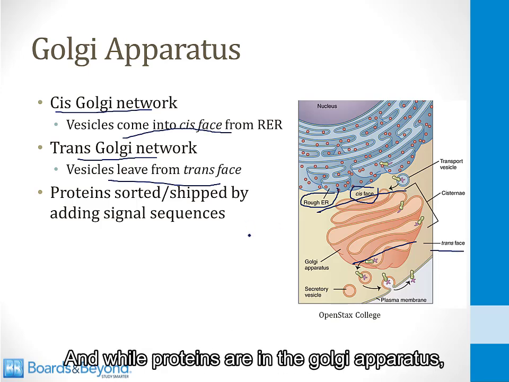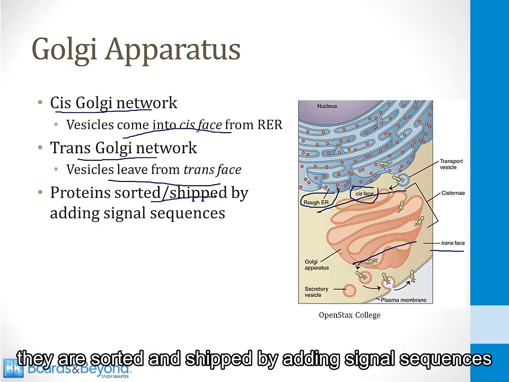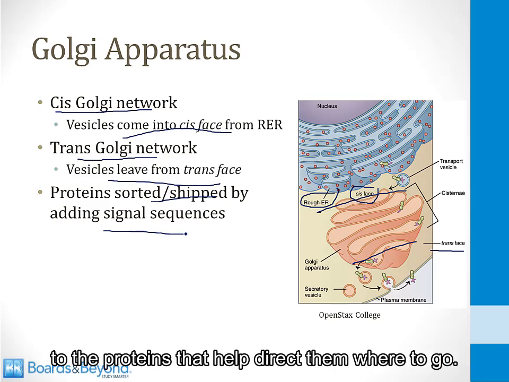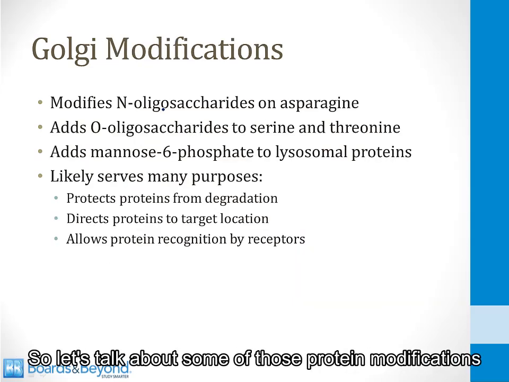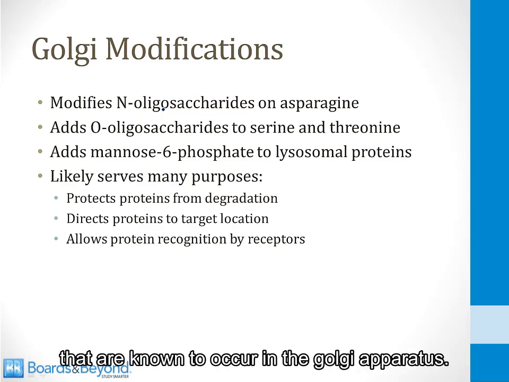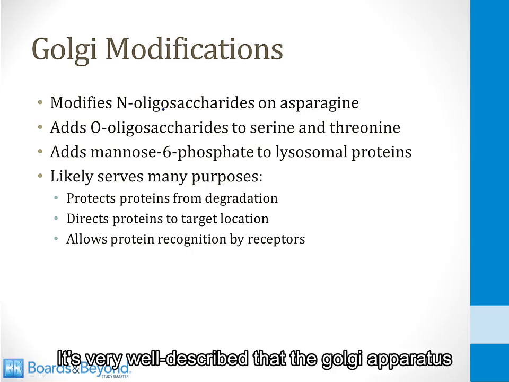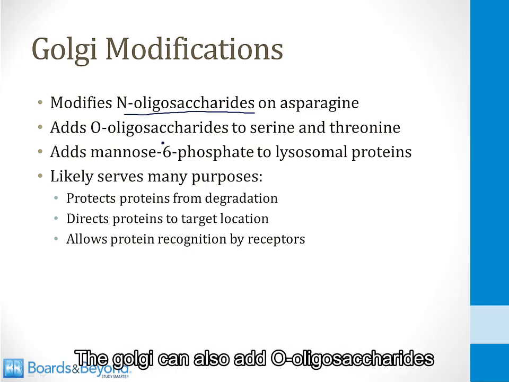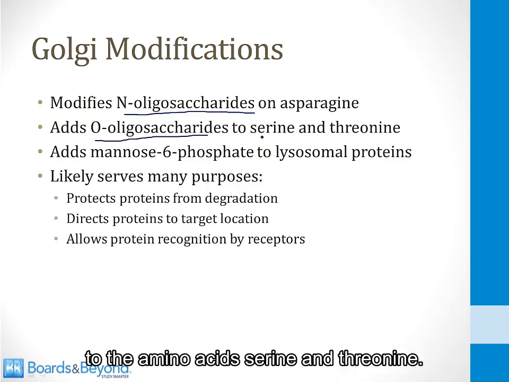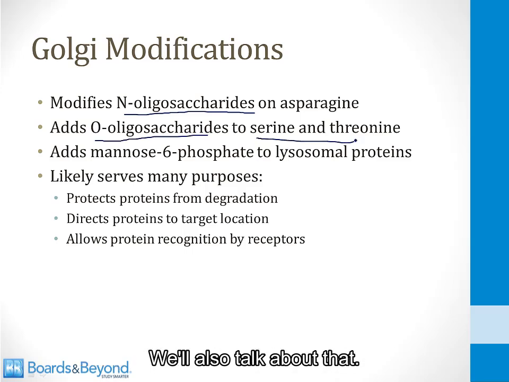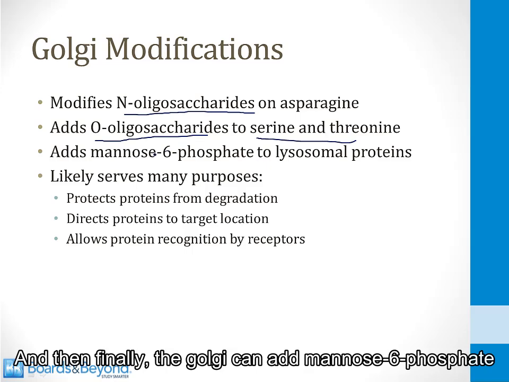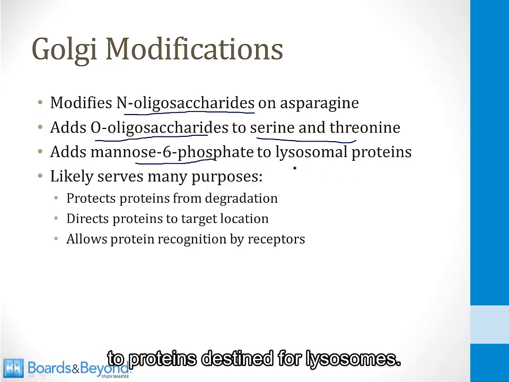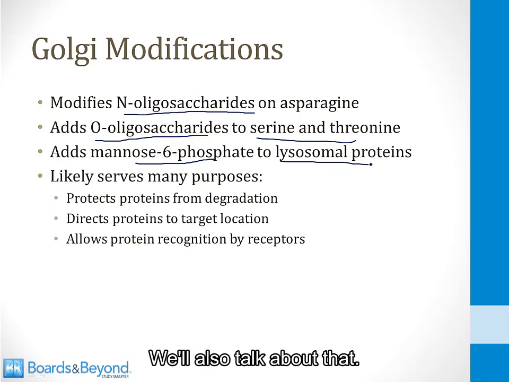And while proteins are in the Golgi apparatus, they are sorted and shipped by adding signal sequences to the proteins that help direct them where to go. So let's talk about some of those protein modifications that are known to occur in the Golgi apparatus. It's very well described that the Golgi apparatus can modify N-oligosaccharides on asparagine. We'll talk about this in a minute. The Golgi can also add O-oligosaccharides to the amino acids serine and threonine. We'll also talk about that. And then finally, the Golgi can add mannose-6-phosphate to proteins destined for lysosomes, and we'll also talk about that.